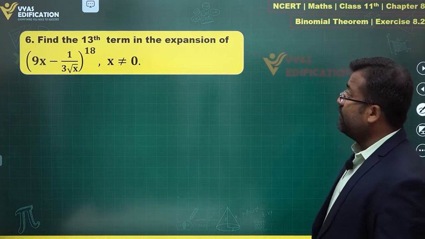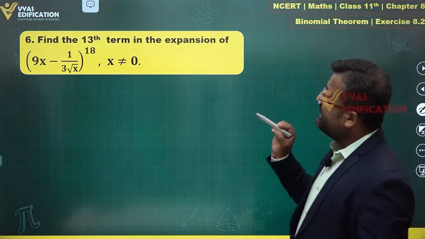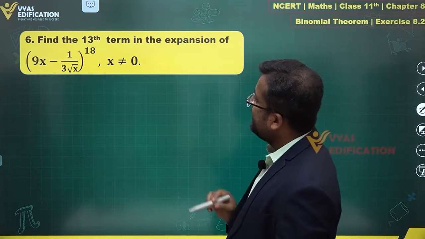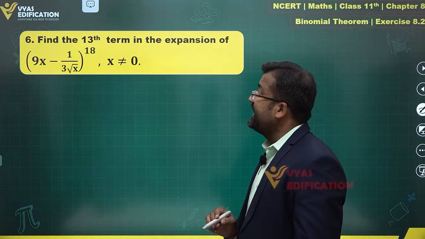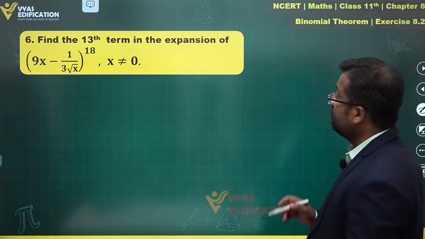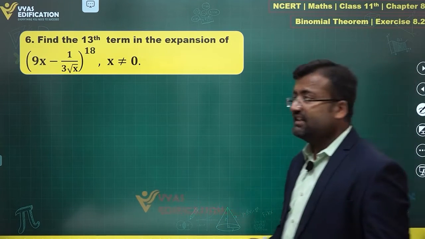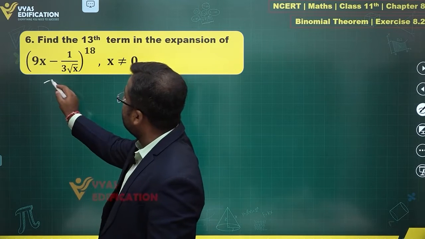Let's move on to the next one. The next one says, find the 13th term in the expansion of (9x − 1/(3√x))^18, where x is not equal to 0. We're supposed to find the 13th term. So let's take a look at the 13th term.